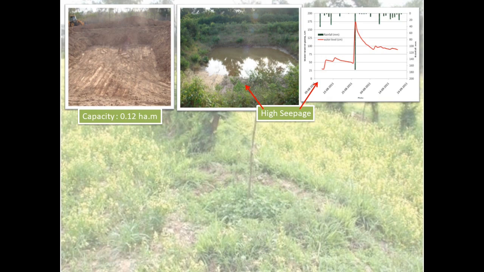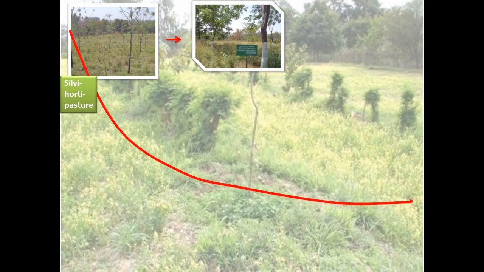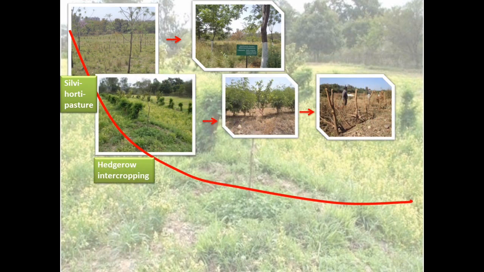Due to high percentage of gravel, the seepage was high. Thus, lining with LDPE sheet covered with 1:6 ratio of cement and soil was done. It reduced the seepage and water was available in pond up to winter season. The fish were reared from July to November in the pond. Thus, overall sloping agriculture land use system was developed which had 7 components: 2 types of fruits, that is amla and guava, 2 crops, that is rabi and kharif, 1 fodder, that is Leucaena leucocephala, and 1 timber, that is from Melia azedarach, and 1 animal meat, that is from fish.